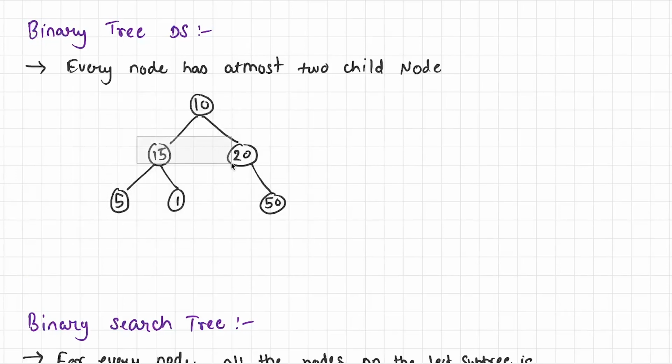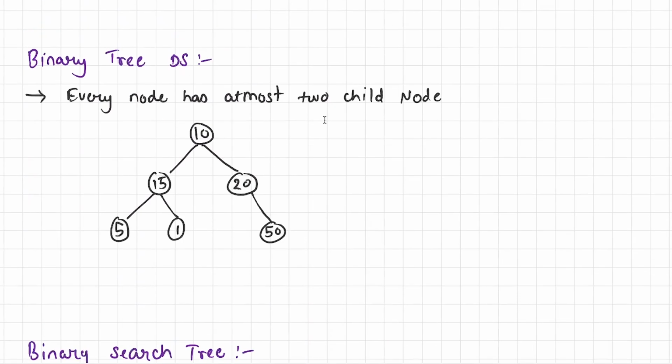So 10 has 2 children, 15 and 20. 15 has 2 children, 5 and 1. And 20 has only 1 child. If the child count is less than 2, that's okay, but it should not be greater than 2. So any tree that follows this property becomes a binary tree. So guys, I hope now you understood binary tree really well.